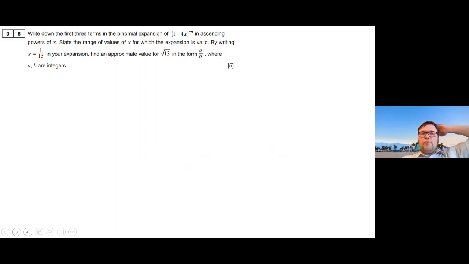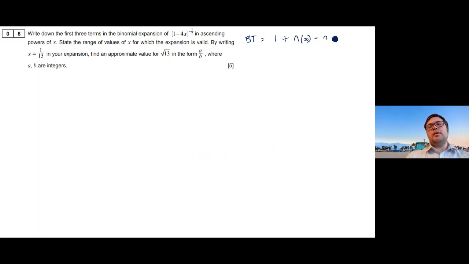Question 6. Here we have: write down the first 3 terms in the binomial expansion of (1 minus 4x) to the power of minus a half in ascending powers of x. State the range of values of x for which the expression is valid. By writing x equal to 1 over 13 in your expansion, find the approximate value for root 13 in the form a over b, where a and b are integers.